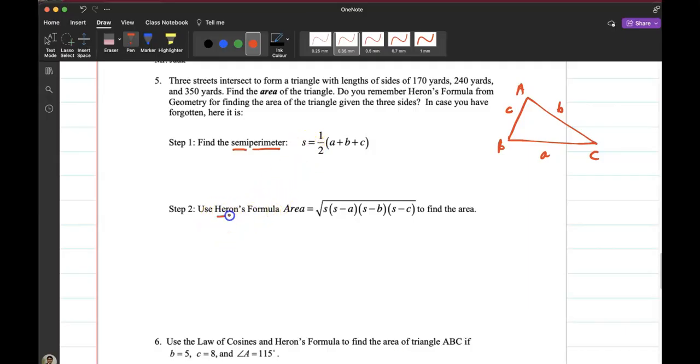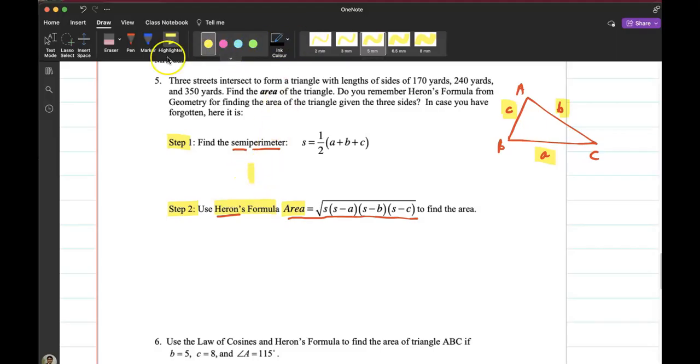And then you use Heron's formula to find the area of this triangle, which is root of S, where S is what you calculated, times S minus A, S minus B, S minus C. This formula gives you the area of the triangle when the three sides are given. So Heron's formula is used to find the area of a triangle when you know just the three sides. Step one, you find the semi-perimeter. Step two, use your formula S minus A, S minus B, S minus C. Root it and that's your area. End of the story.